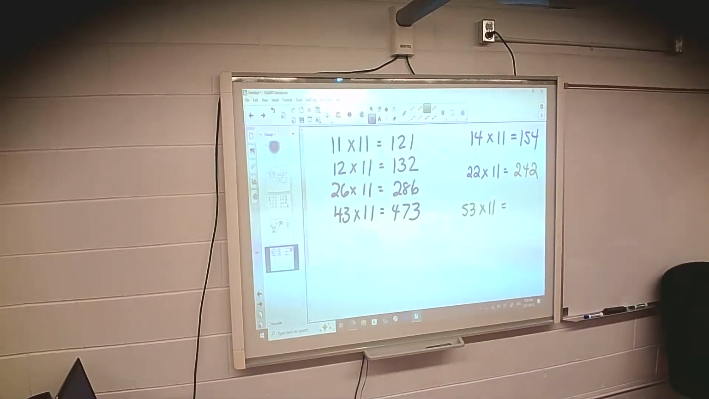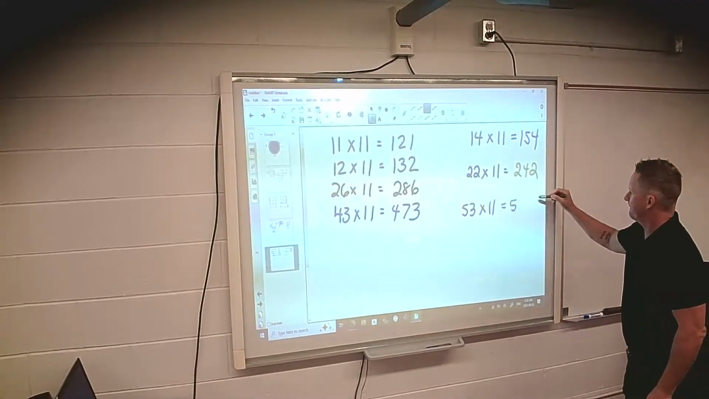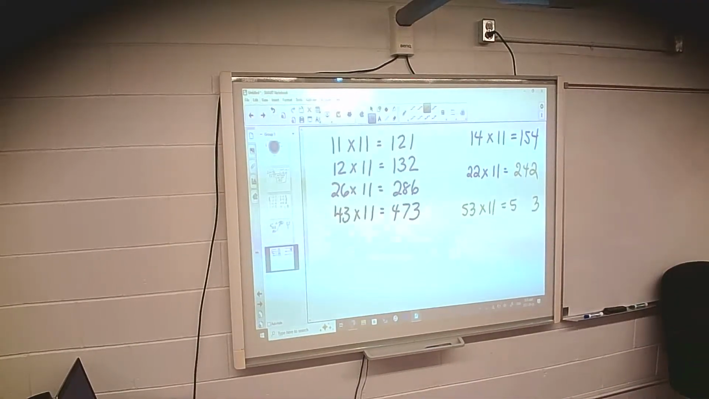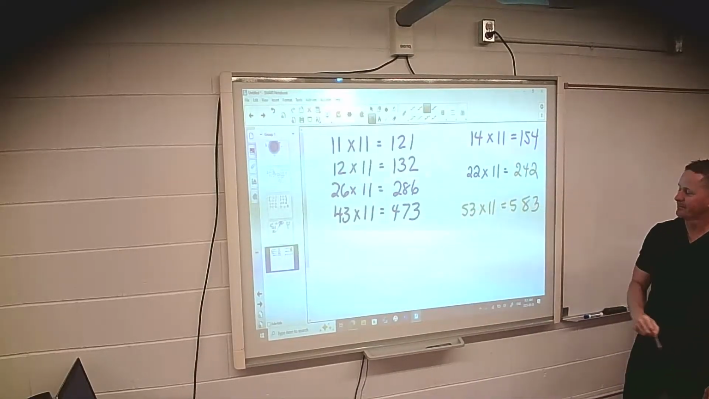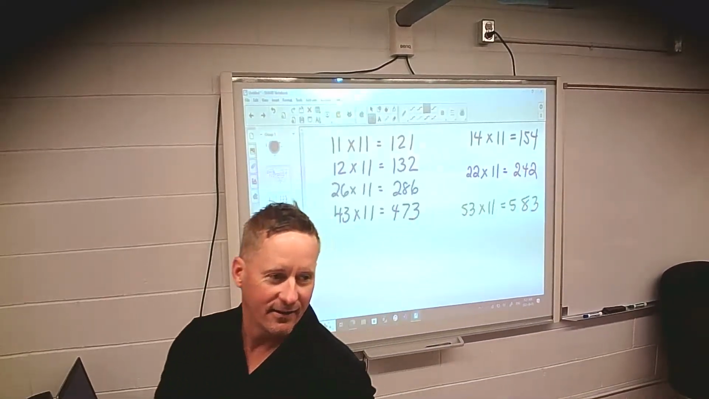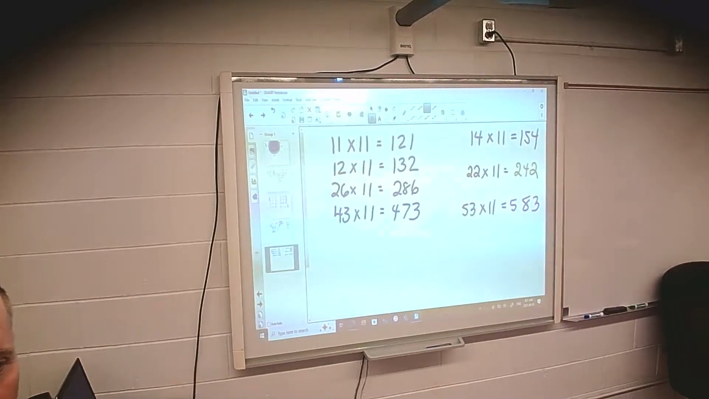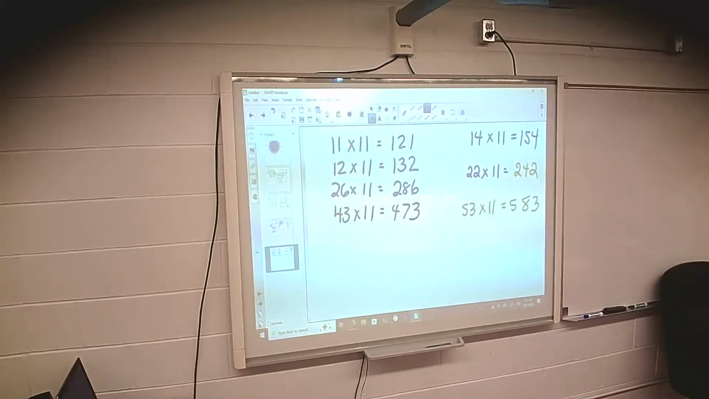Okay, Kaylin. What number are we multiplying by 11? 53. 5 and 3 going. Exactly. They go on the outsides. What goes on the insides? 5 plus 3. Add them together. 583. You see the pattern? Whatever you're multiplying by 11, okay? The numbers go on the outside, and the sum goes on the inside.